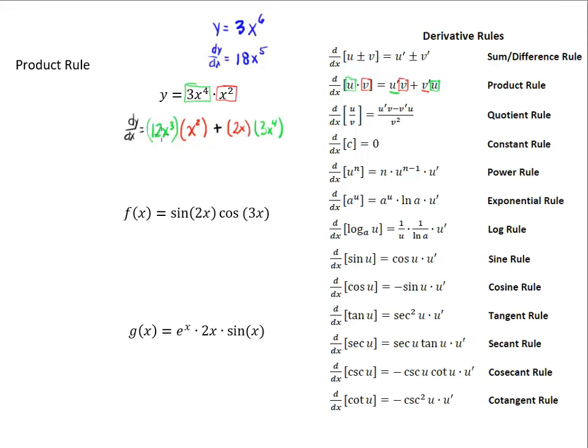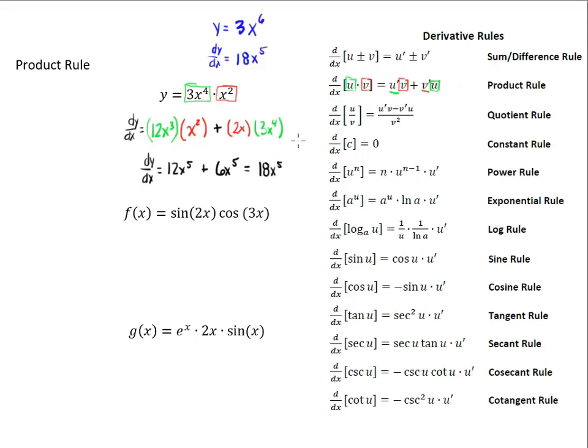Now, if we clean this up a little bit, we get dy over dx equals 12x to the fifth plus 6x to the fifth, right? Those are like terms, so we can add them together, and we get 18x to the fifth. And you'll notice that's the exact same thing we had up here when we multiplied them together first and then took the derivative. We got the same answer. So we can see that this is the product rule. If I had just taken the derivative of u and times it to the derivative of v, I would have gotten the wrong answer. So the product rule has more to it than just simply taking the derivative of each of them.